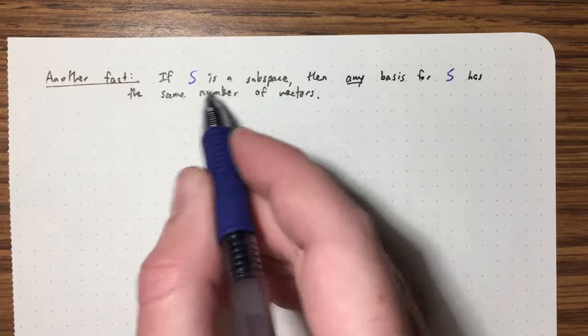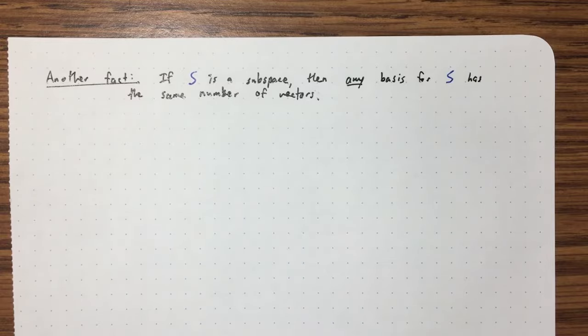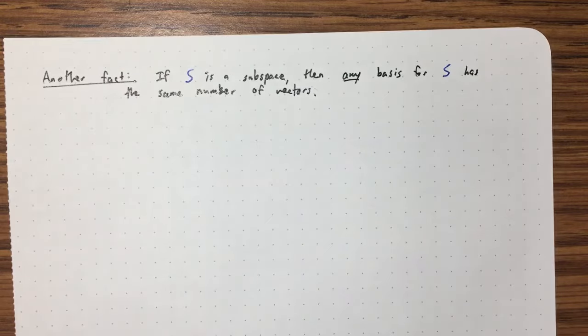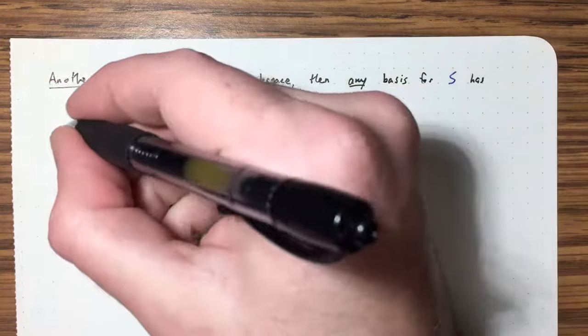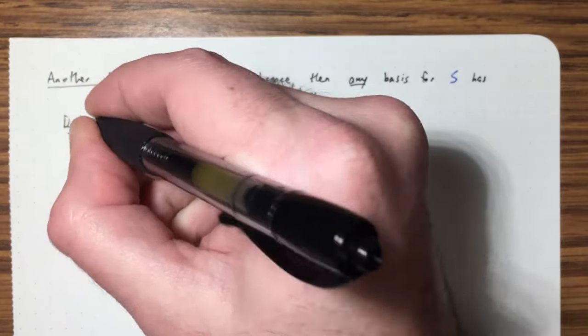But we're saying this is true for any subspace, right? Not just the vector space Rn itself. So any basis for a subspace has the same number of vectors. That allows us to define the concept of dimension.